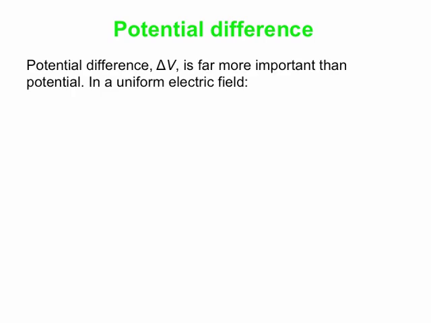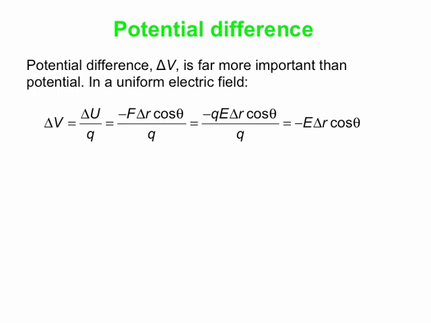Potential difference. In many ways, just like changes in potential energy were far more important than what the potential energy was last semester, the same thing happens this semester. A difference in potential is way more important than what the potential is at a particular spot. So it's how the potential changes from one place to another. In a uniform electric field, we get delta V is minus E delta R cosine theta. Let me talk about that in a minute.